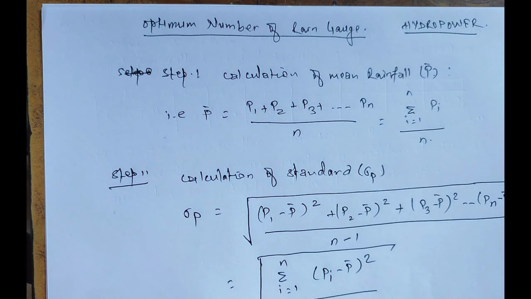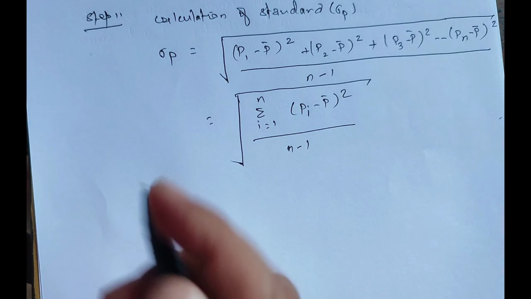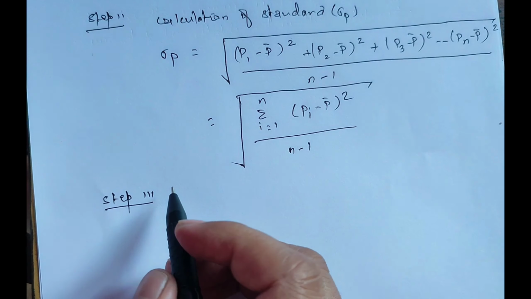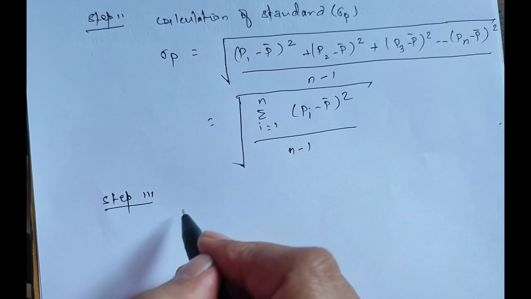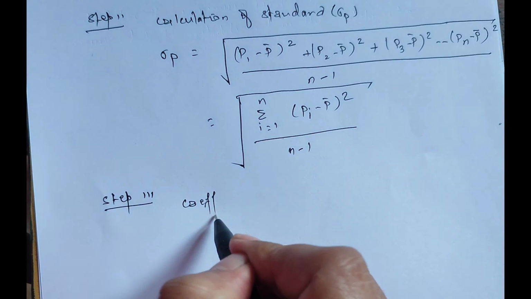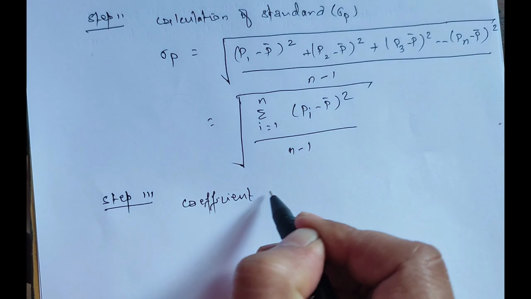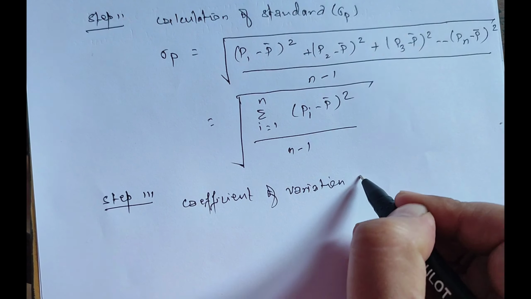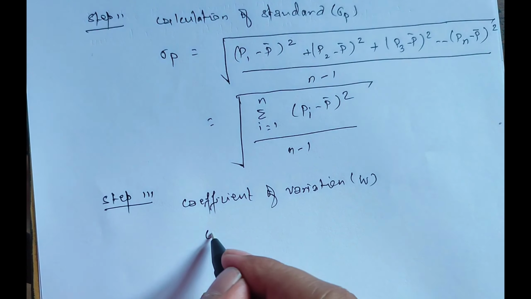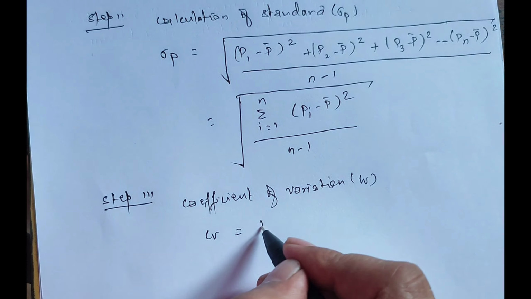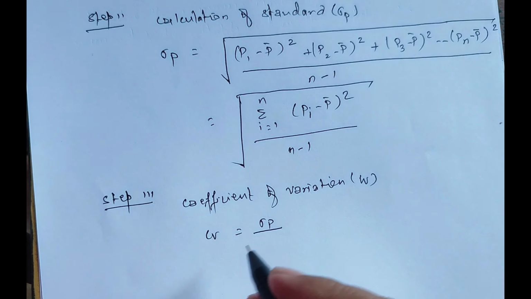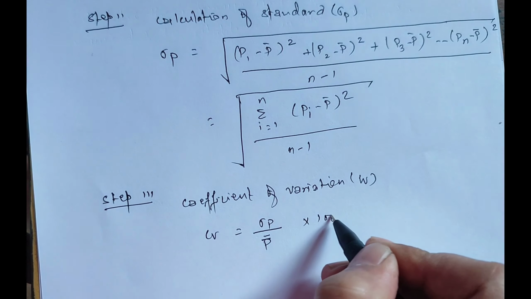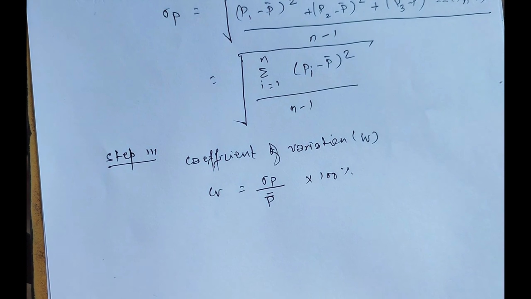Now the third step is calculation of the coefficient of variation, CV. The CV calculation formula is sigma P divided by the mean, into 100%.